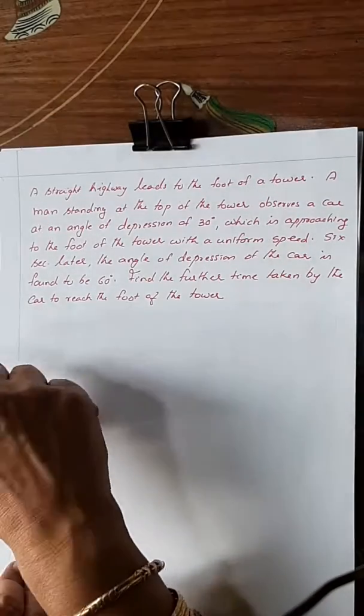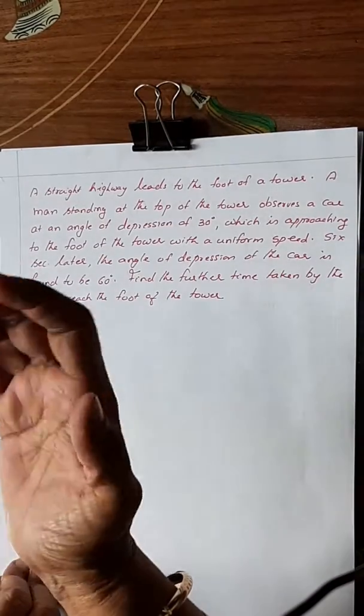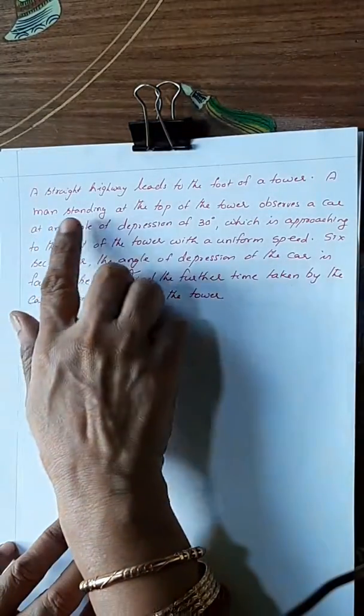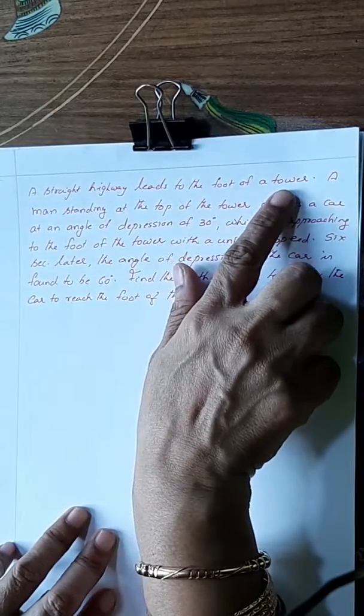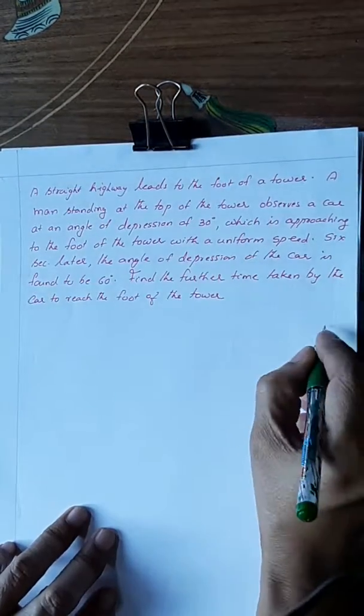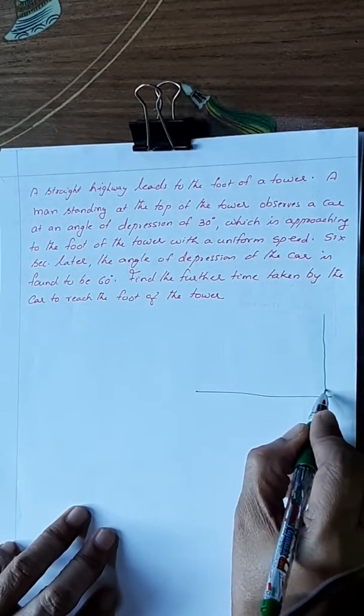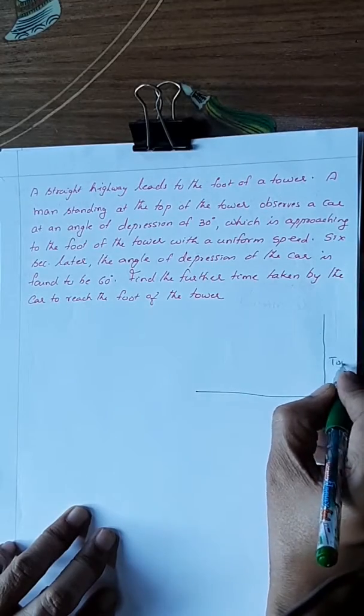This is also a similar problem to the previous one. There it was angle of elevation, now it is angle of depression. A straight highway leads to the foot of a tower. So we'll draw the tower first. So this is the tower.